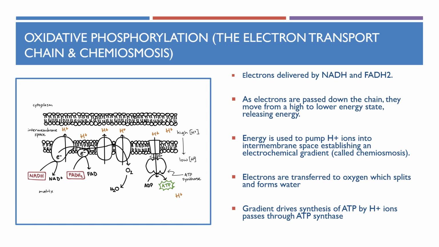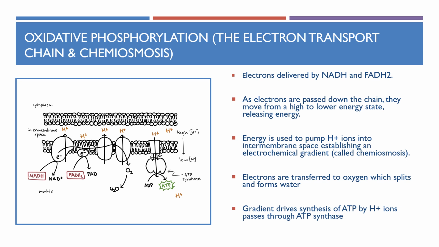So that means that NADH and FADH2 are oxidized because they're donating their electrons, thereby becoming NAD+ and FAD. But that also means that these electron carriers are being reduced because they are receiving those electrons. Okay? And now those electrons are going to be passed down the electron transport chain, and they're going to move from a high energy state to a low energy state, because as they're going down the chain, they are releasing energy, and that energy is used to pump hydrogen ions into that intermembrane space. And that establishes an electrochemical gradient called chemiosmosis. Okay?